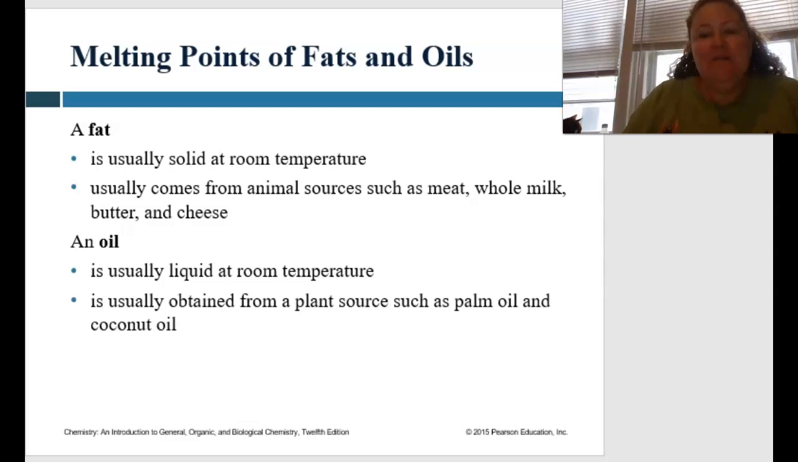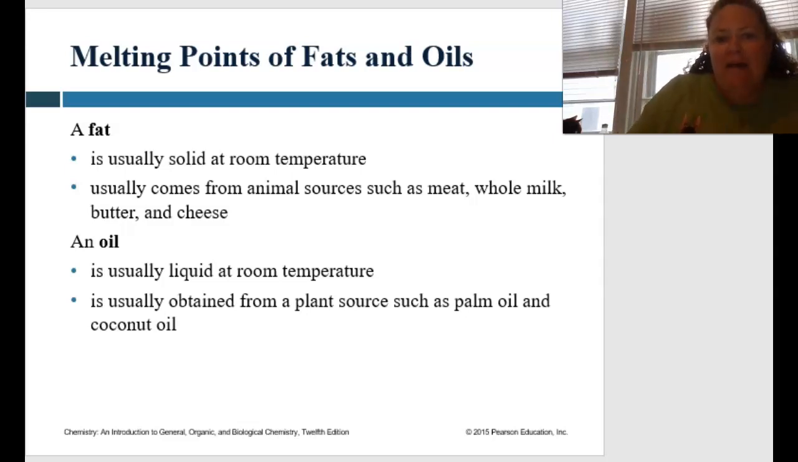So let's apply. What does all this mean? Why do we care? Well, this factors into the melting points of fats and oils. If you think about it, I love coconut oil, okay? In the summertime, it's liquid in the container, but in the wintertime, it's solid. So this has to do with the length of the fatty acid.